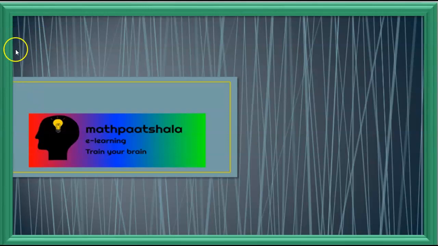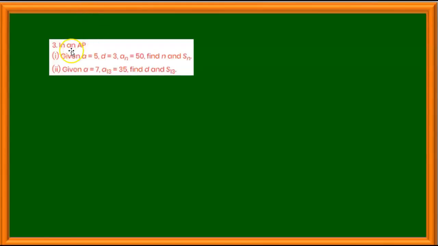Yeah, we can do more examples for sum of n terms here. Let us go for that next question. Look at this question. Here it is given in an AP, a is given, d is given, an is given. You are asked to find out n and Sn. See it? So let us do that one.